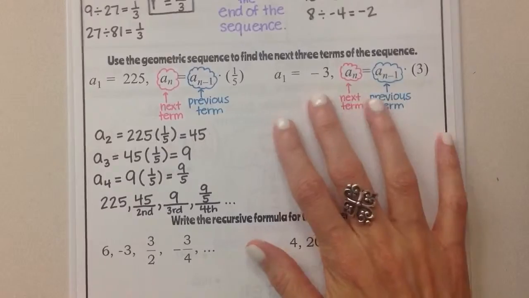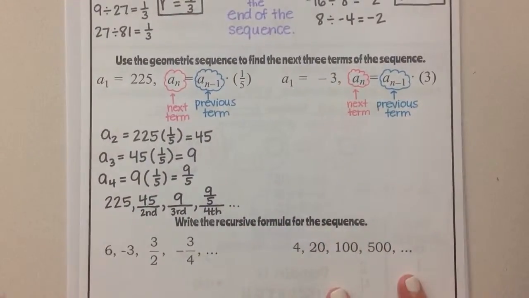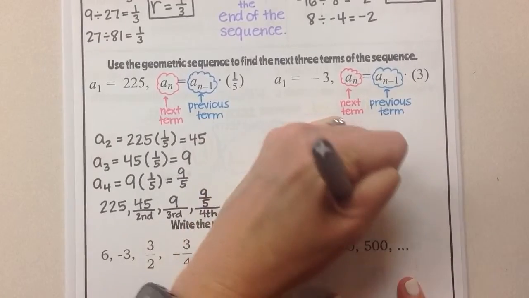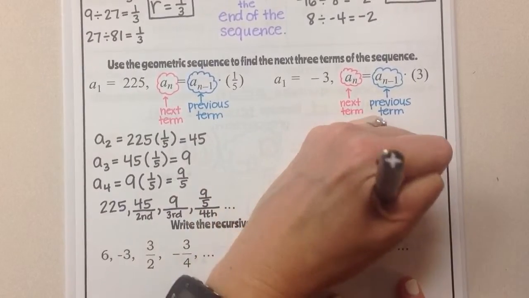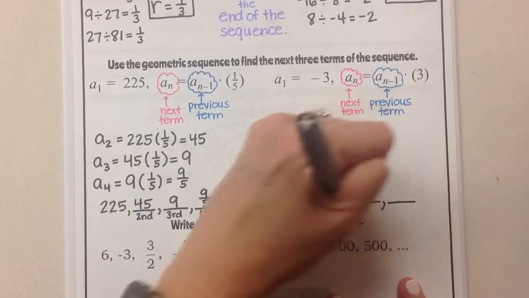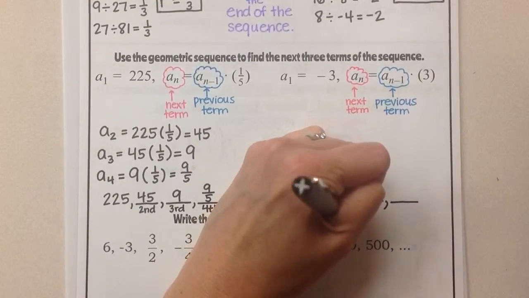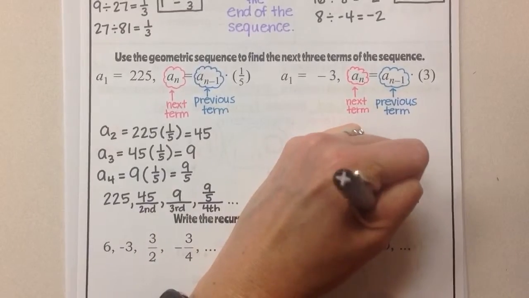All right, let's try the next one. So it's telling me that the first term is -3, and it's asking me to find the next three terms in the sequence. So that's why I have 3 blanks. So I've got to find the second term, I've got to find the third term, and I've got to find the fourth term.